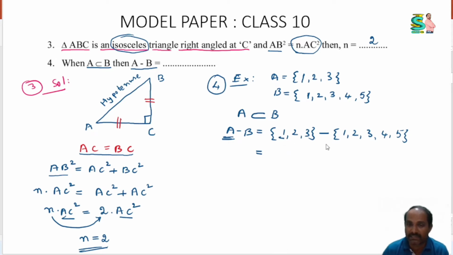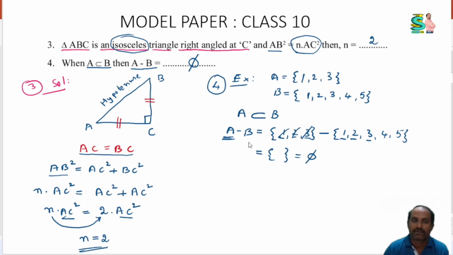So here 1 is there, here also 1, so remove this one. Here 2 is there, here also there, so this one also is removed. Here 3 is there, here also 3, so this one also is removed. So no elements are left. That's why this is the empty set, which means option 5. The fourth answer is 5.